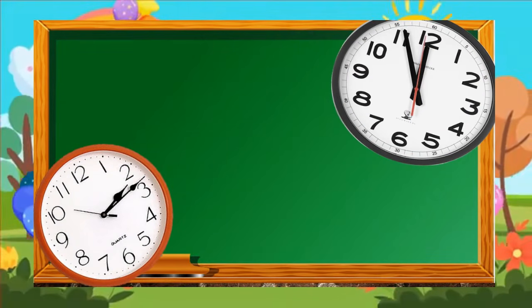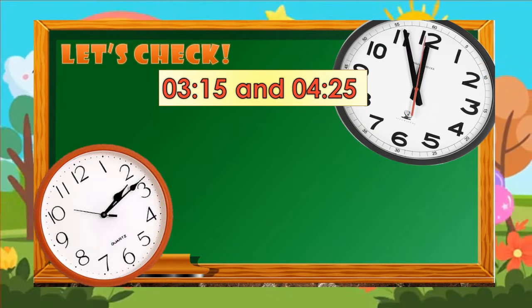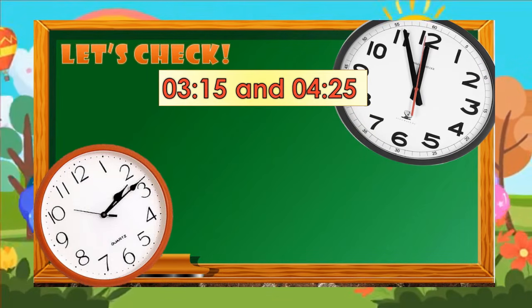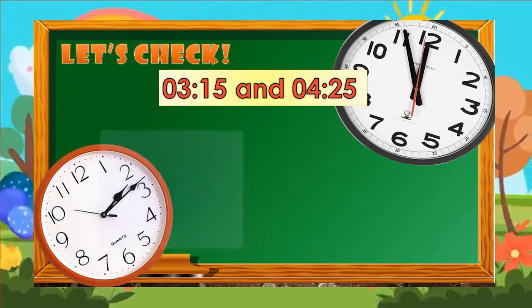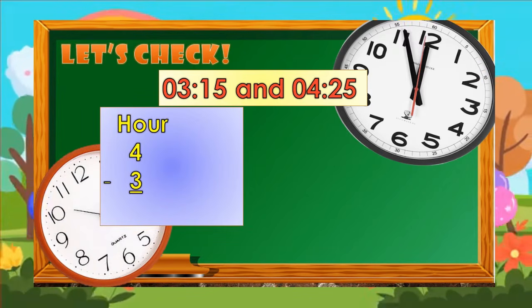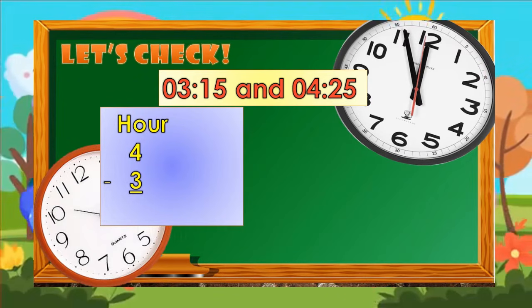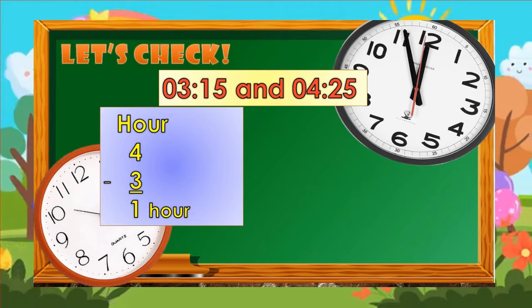For number 2, we have to look for the time interval between 0315 hours and 0425 hours. First, we will subtract the hours. The given hours are 4 and 3. So 4 minus 3 is equal to 1. So there is a 1 hour interval.